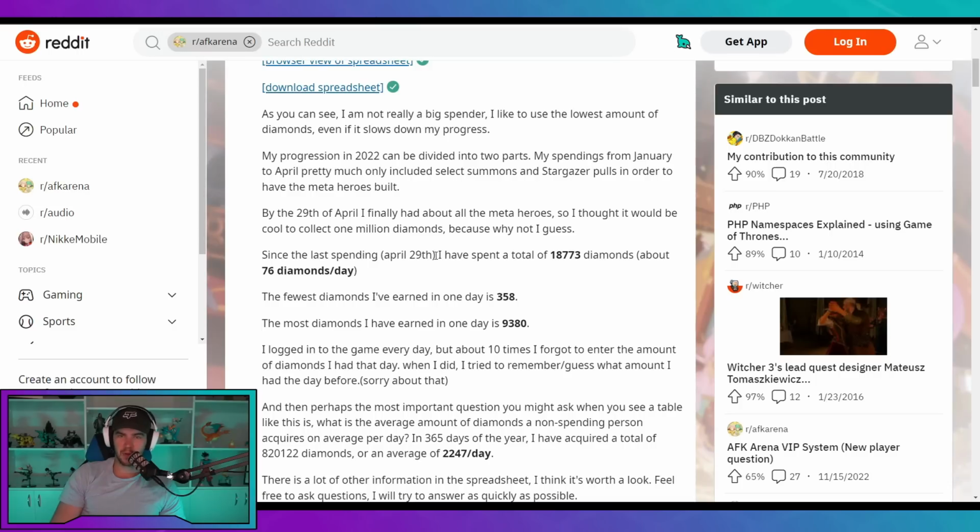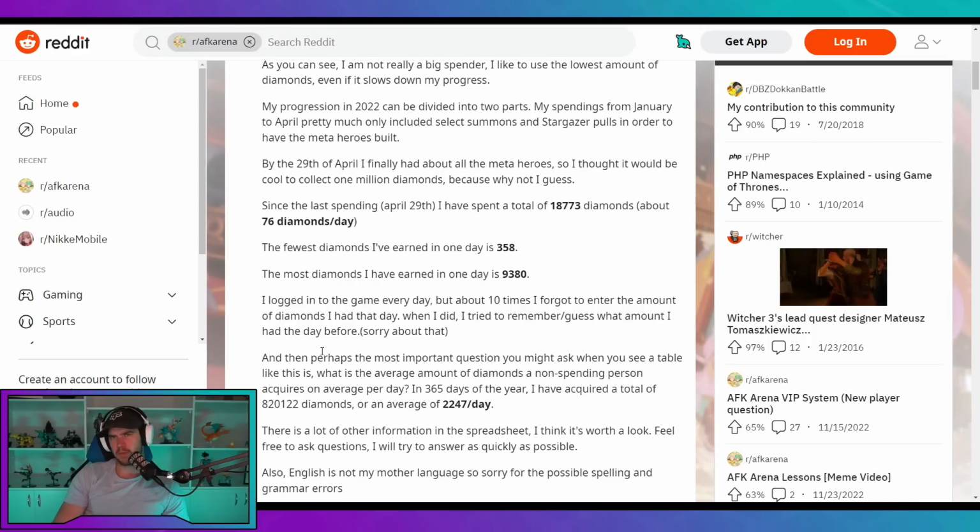Since the last spending, April 29th, I've spent a total of 18,773 diamonds. Dude has spent very few diamonds, like 76 diamonds a day across that period of time. The fewest diamonds I've earned in a day is 358. The most diamonds I've earned in one day is 9,380. Keep in mind, we have codes. We have different events, you can get a good chunk of diamonds. We just had the event where we got 2,000 diamonds. Maybe it was a big tower push if they're playing conservative, something like that. People in the comments were saying about the Voyage of Wonders that had 5,000 diamonds. I thought there was 3,000, but hey, whatever it is, these things happen.